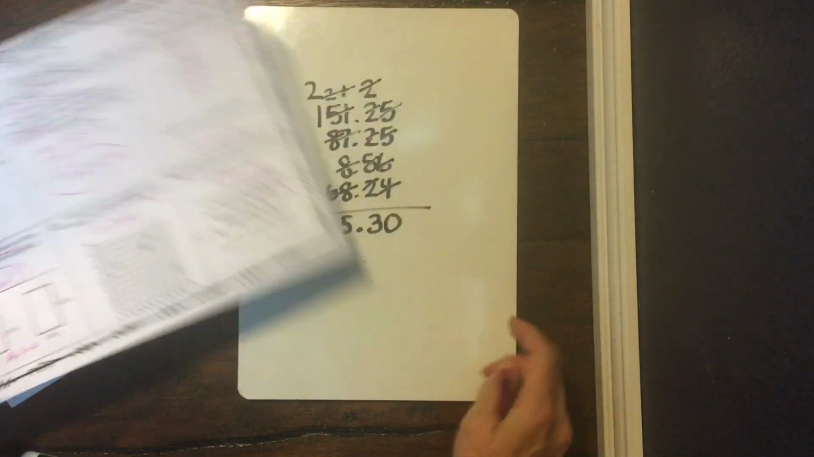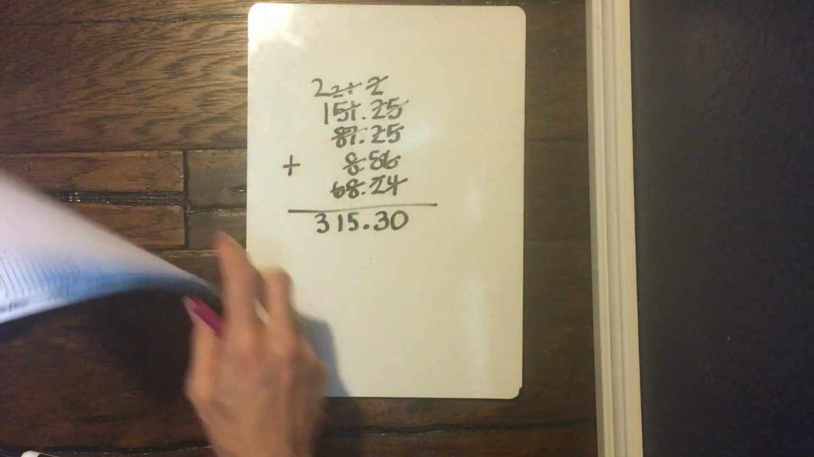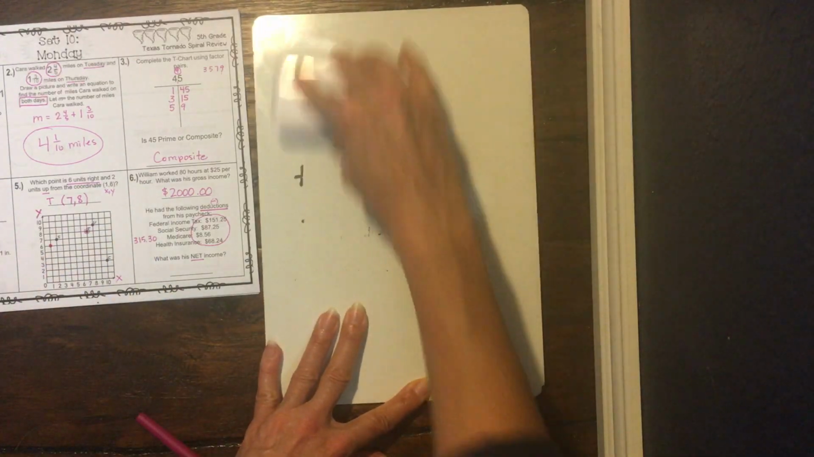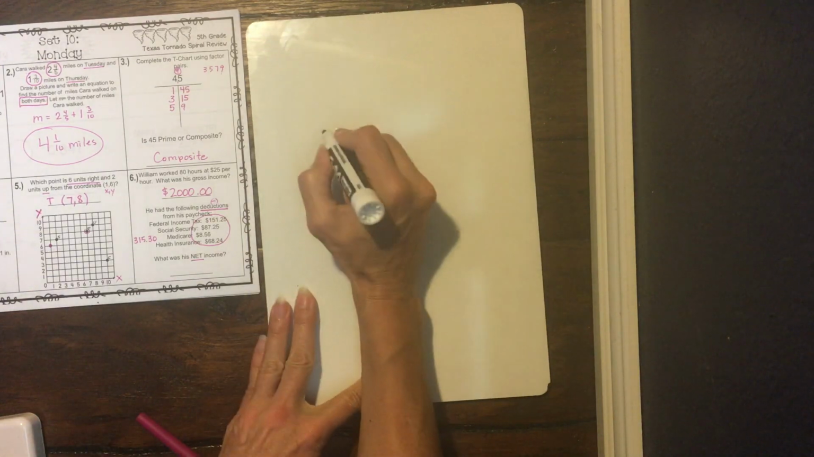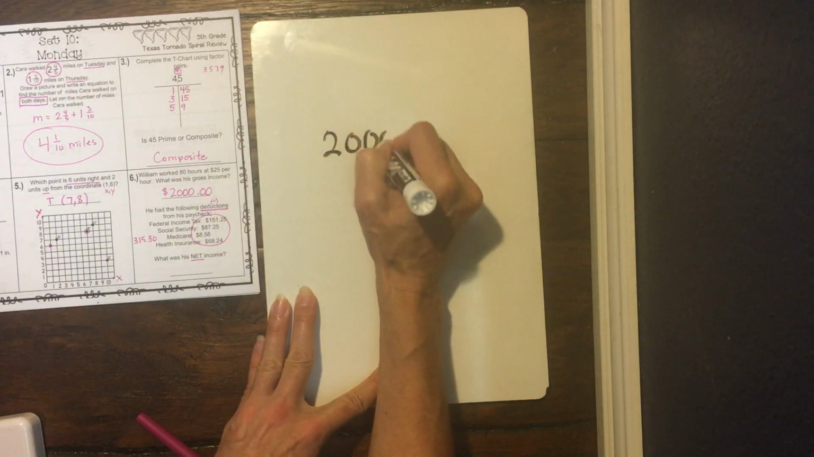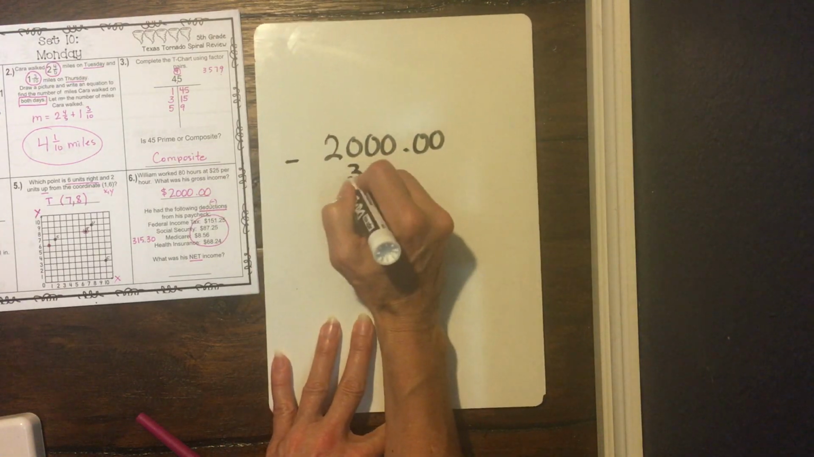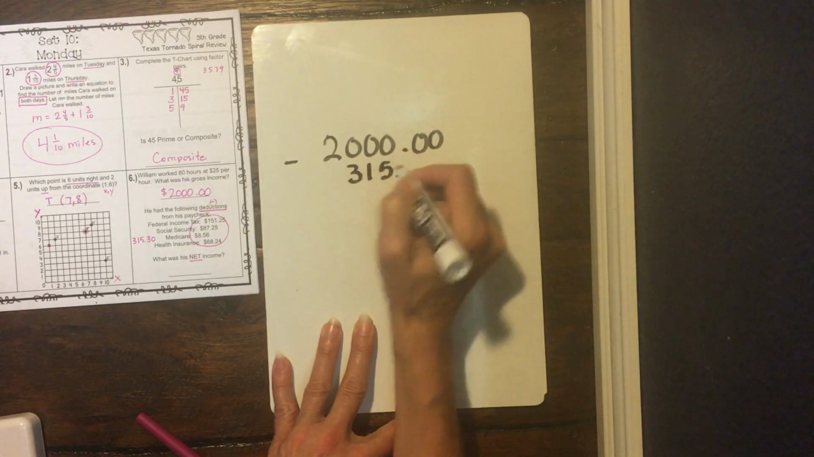But if I'm finding my net, I have to deduct all this from my paycheck. So I'm going to have to do one more subtraction problem. So I've got my $2,000 of gross income. I'm subtracting my $315.30.